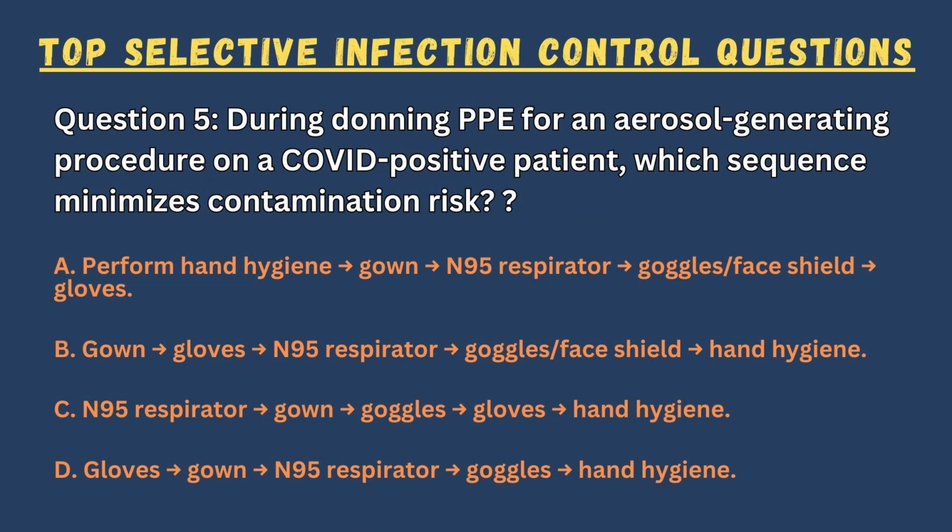Question 5. During donning PPE for an aerosol-generating procedure on a COVID-positive patient, which sequence minimizes contamination risk? A. Perform hand hygiene, gown, N95 respirator, goggles or face shield, gloves. B. Gown, gloves, N95 respirator, goggles or face shield, hand hygiene. C. N95 respirator, gown, goggles, gloves, hand hygiene. D. Gloves, gown, N95 respirator, goggles, hand hygiene.